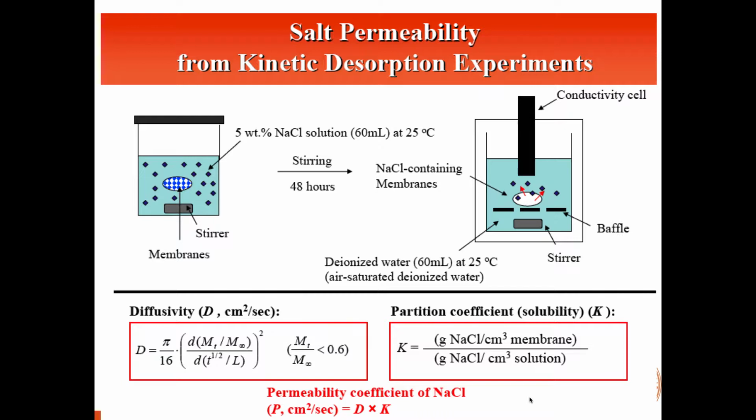And from the total amount of salt that's extracted from this sample, that was the amount that was dissolved in the sample when it was equilibrated with a solution at this concentration. And so you can determine the partition coefficient by measuring the total amount of salt released and knowing the amount of salt in the external solution. So you can determine in this single experiment both the partition or solubility coefficient as well as the diffusion coefficient, and then be able to predict the permeability coefficient, because it's just the product of those two.